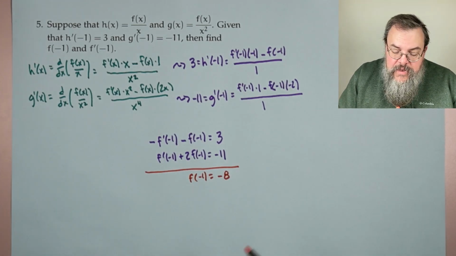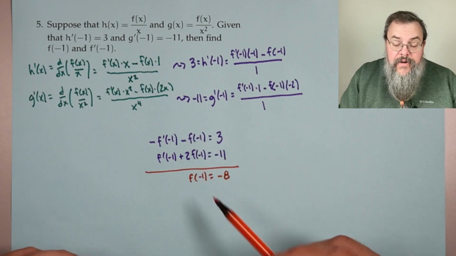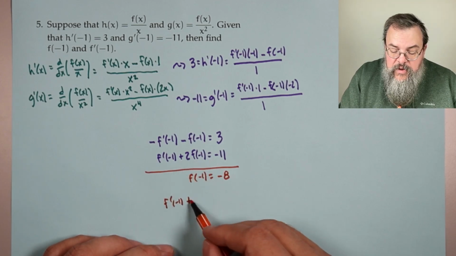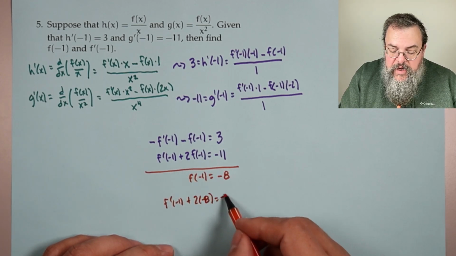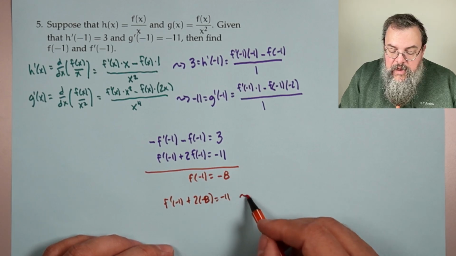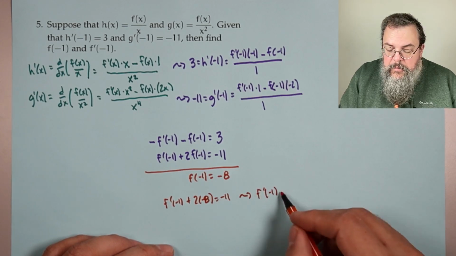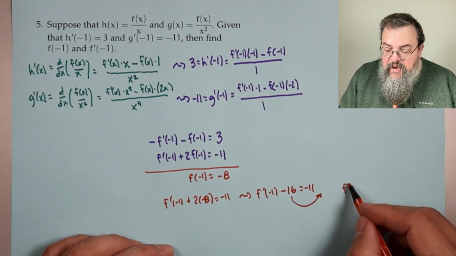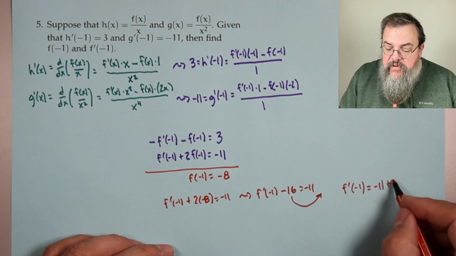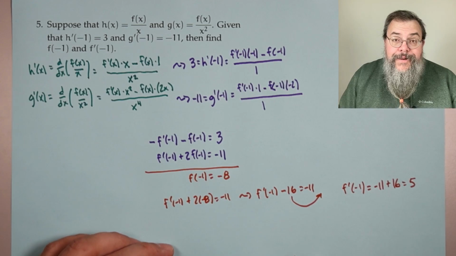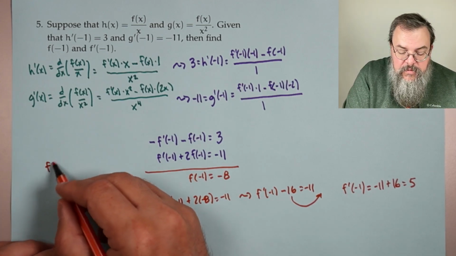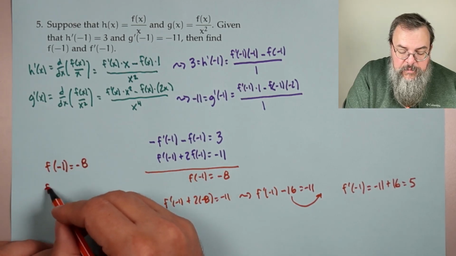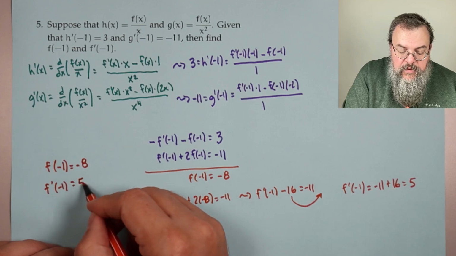Now let's plug in. Where do we plug in? Doesn't matter. So we could say, for instance, f prime of minus 1 plus 2 times negative 8 is negative 11. That's the same as saying f prime of negative 1 minus 16 is minus 11. You move the 16 across, f prime of negative 1 is negative 11 plus 16, also known as 5. And now we're done. Let's write our answer: f of negative 1 is negative 8, and f prime of negative 1 is equal to 5.